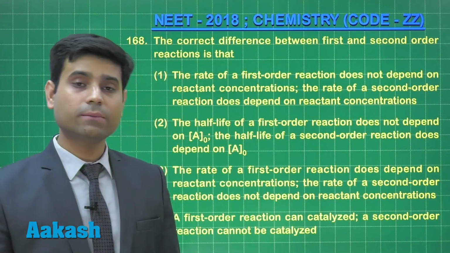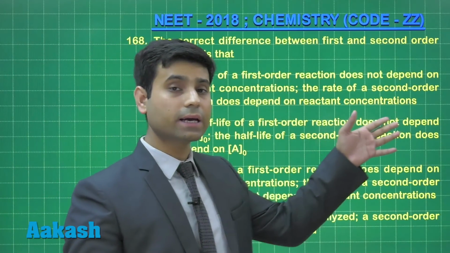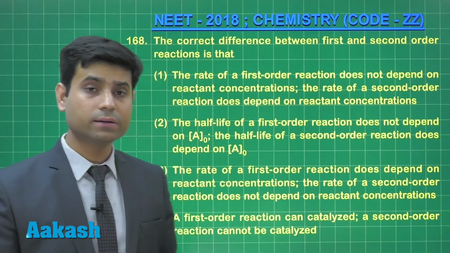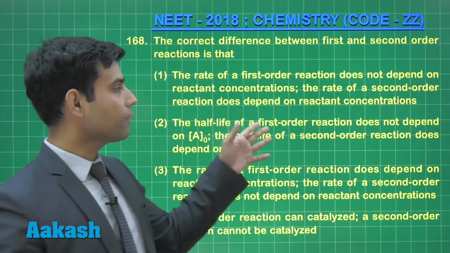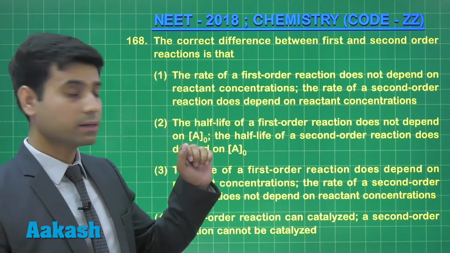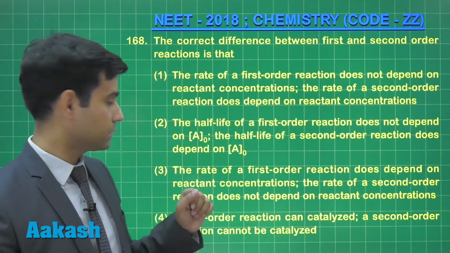The next question is question number 168, which says the correct difference between first and second order reactions is that. The first statement is the rate of a first order reaction does not depend on reactant concentration. The rate of a second order reaction does depend on the reactant concentrations.